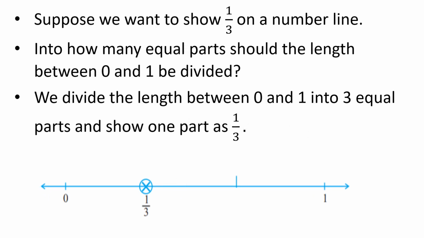Now suppose we want to show 1 by 3 on a number line. Into how many equal parts should the length between 0 and 1 be divided? We divide the length between 0 and 1 into 3 equal parts and show one part as 1 by 3. As you can see in the figure, the first part I consider as 1 by 3.